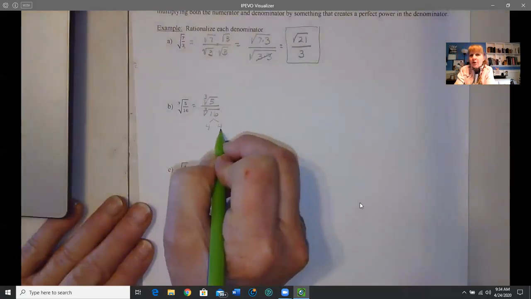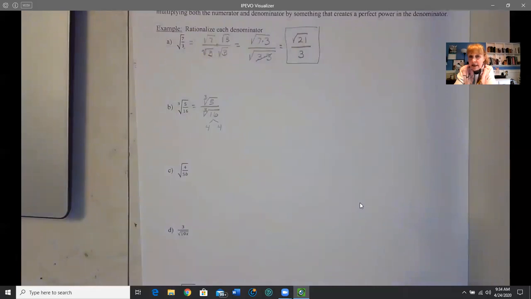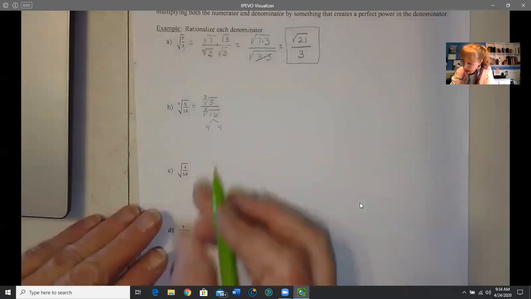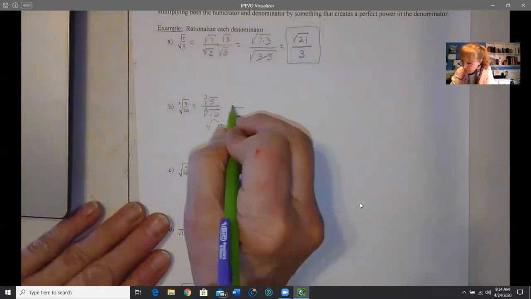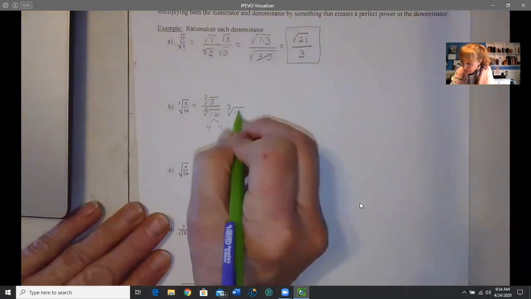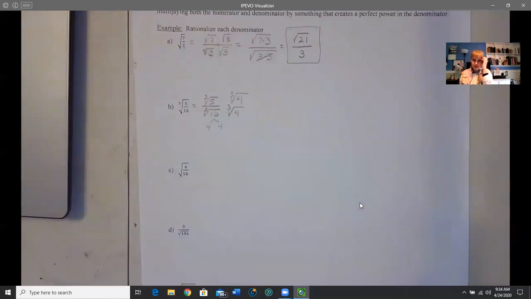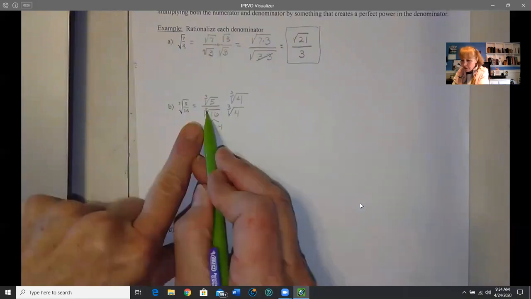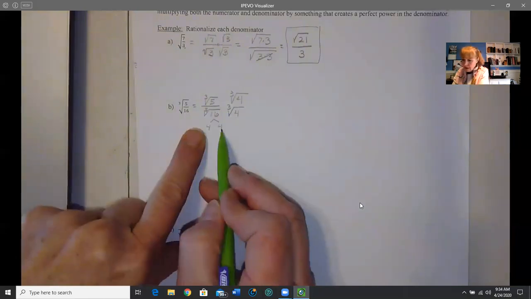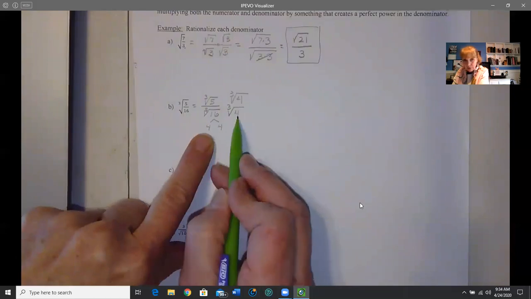And if I wanted to rationalize that, I need 1 more 4. Okay, I need 1 more 4 here. And in order to do that, I'm going to multiply by the cube root of 4. And we'll go through this in other ways too, in case you didn't see that. I needed 3 of something. I already had 2 4s, so I'm going to multiply by another 4 cube root.